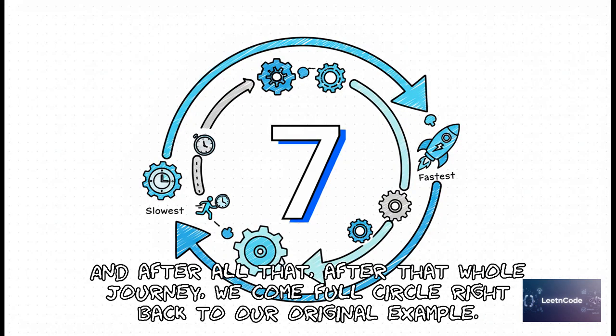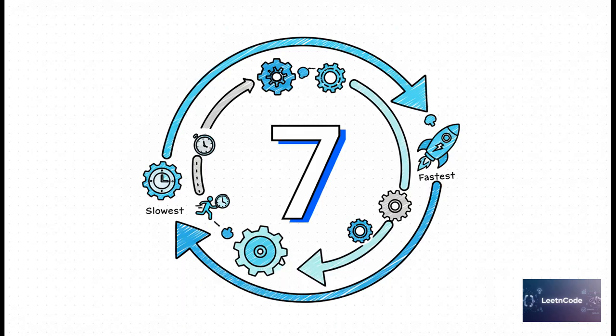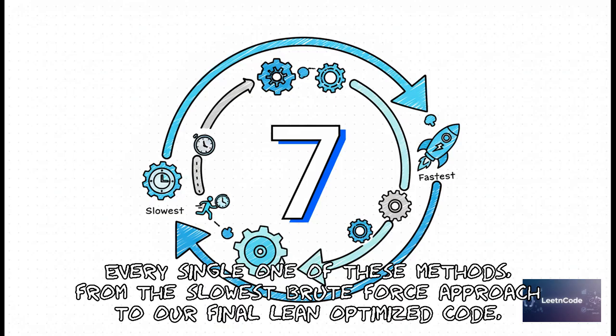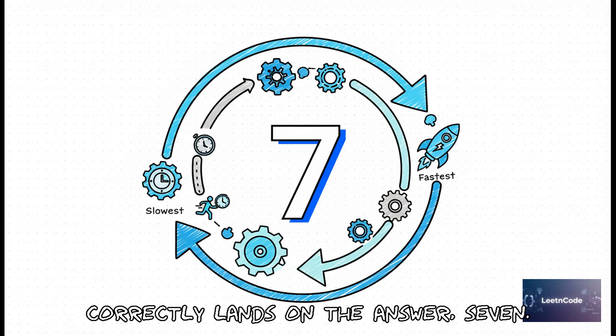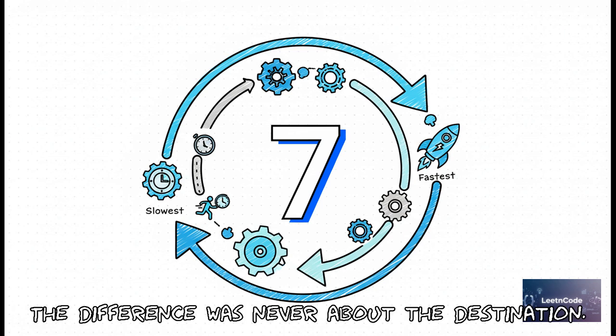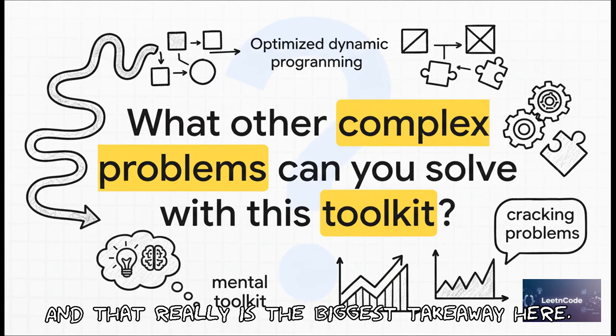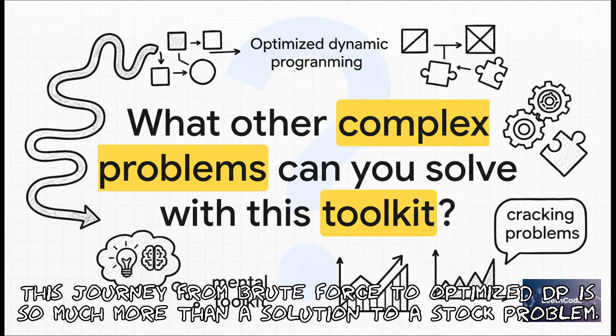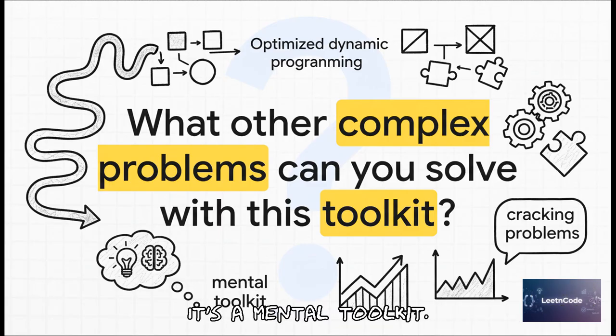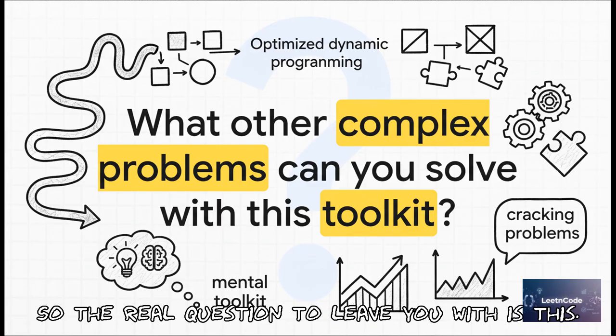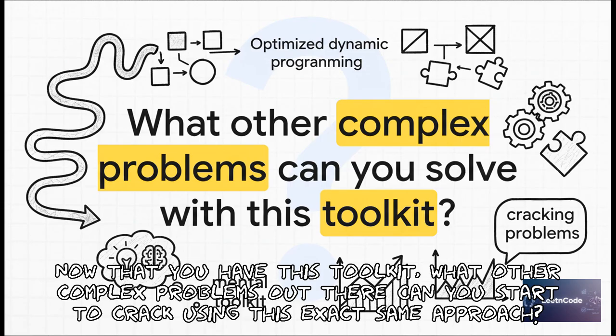And after all that, after that whole journey, we come full circle, right back to our original example. Every single one of these methods, from the slowest brute force approach to our final lean optimized code, correctly lands on the answer 7. The difference was never about the destination. It was about finding an incredibly efficient path to get there. And that really is the biggest takeaway here. This journey from brute force to optimized DP is so much more than a solution to a stock problem. It's a mental toolkit. So the real question to leave you with is this. Now that you have this toolkit, what other complex problems out there can you start to crack using it?